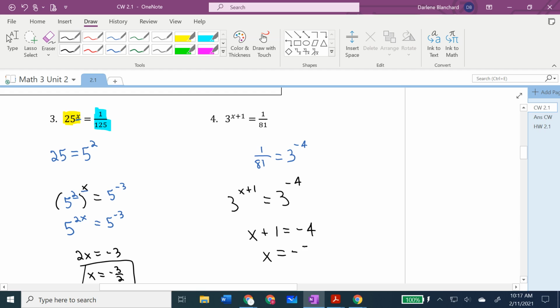Subtract 1 from both sides. And yay! So take a look. It's not too bad, is it? It's not too bad.